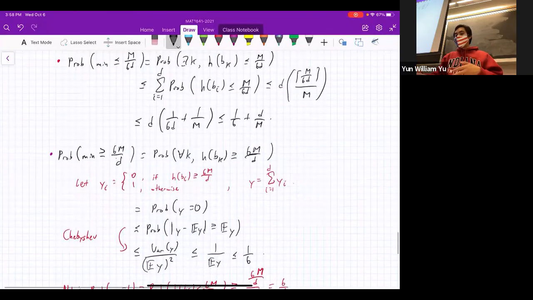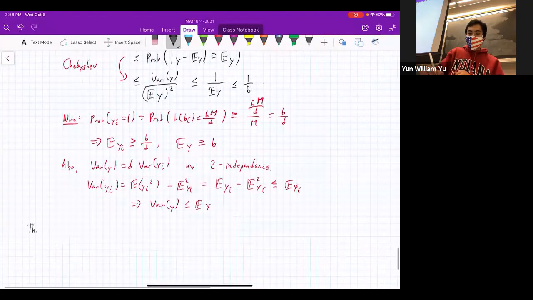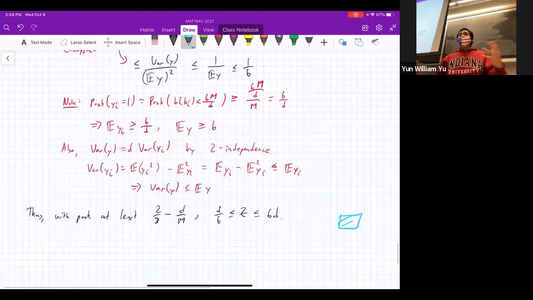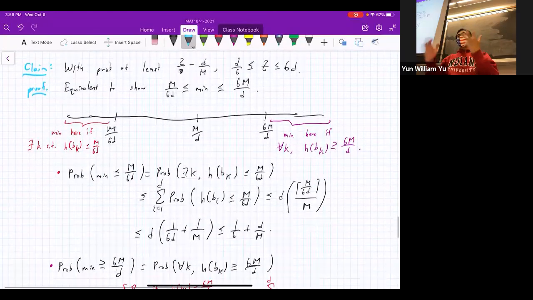Now, clearly, we have a bound of failures on either side. One of them is bounded by 1 over 6 plus d over m. The other side, the failure is bounded by 1 over 6. So with probability at least 2/3 minus d over m, d over 6 is less than or equal to z is less than or equal to 6d. So what do we have now? This means we have a constant factor approximation that succeeds with probability greater than 1/2.